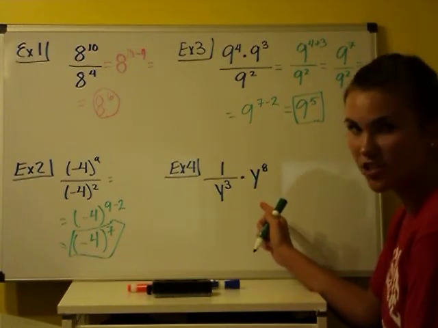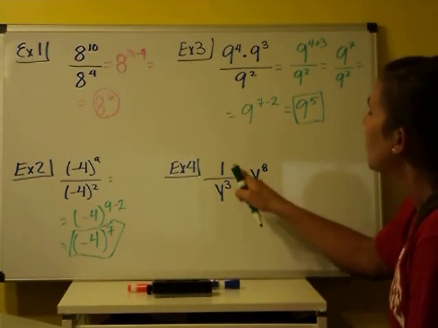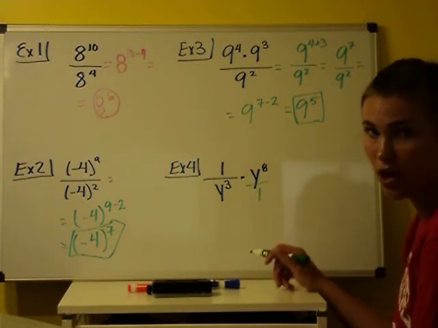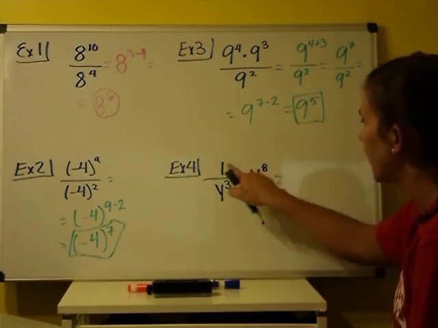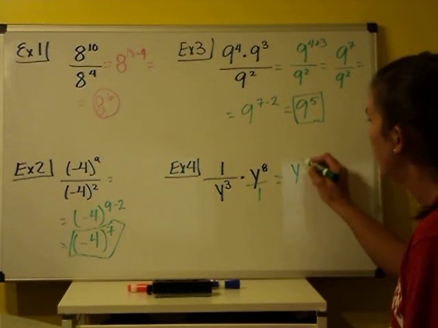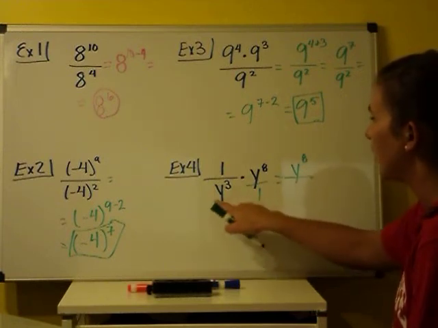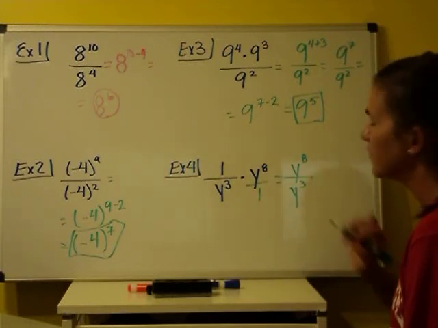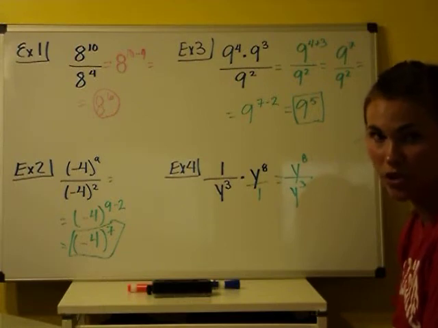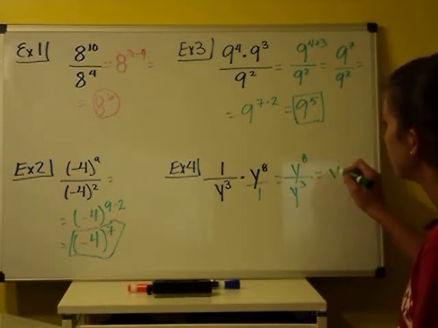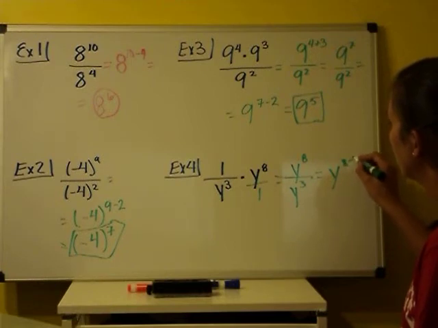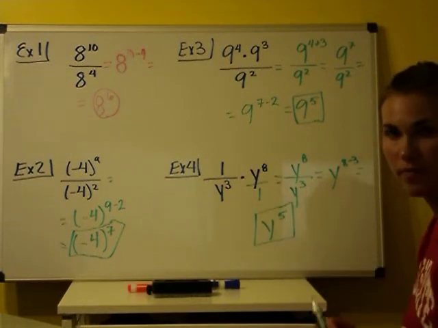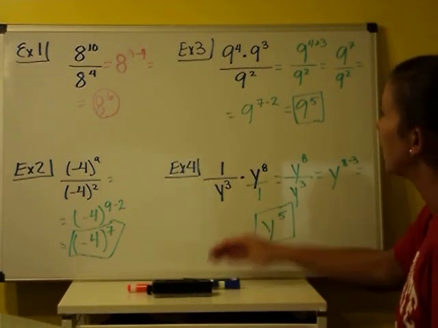Down here, we have fractions, which I know you all love fractions. 1 over y to the 3rd times y to the 8th. So here we're going to see this y to the 8th over 1. When we multiply fractions, we multiply our numerators. So 1 times y to the 8th is y to the 8th, divided by, we multiply the denominators, y cubed times 1, which is y cubed. Okay, and now we just have our quotient of powers property. So we're going to keep our base, 8 minus 3, which is going to give you y to the 5th power. Okay? And that is our quotient of powers property.